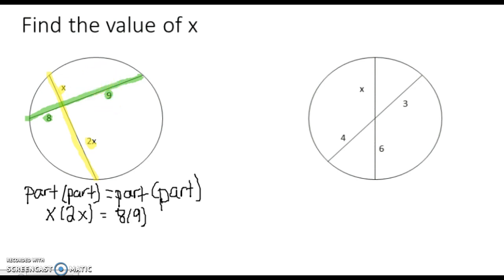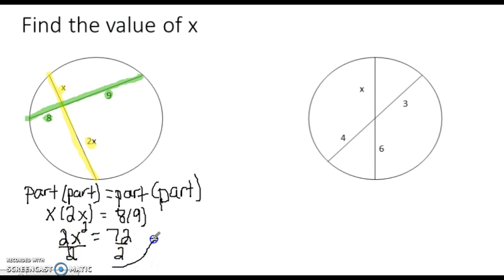Now we just need to solve the equation. Again, I want you to pause it and try to solve this equation on your own. Alright, let's check your work. x times 2x gives you 2x squared, and 8 times 9 is going to be 72. We're trying to solve for x, so we need to get rid of the 2, so I would divide each side by 2.